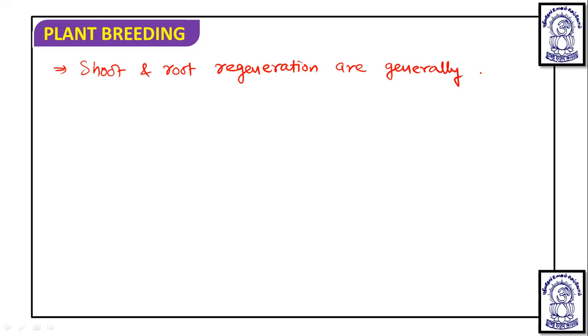Now in this, you will see that shoot and root regeneration will occur, and it is known that shoot and root regeneration are generally controlled by the auxin cytokinin balance. And by the auxin cytokinin balance, the shoot and root regeneration will occur.